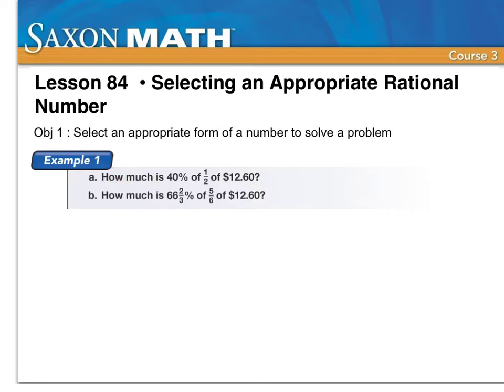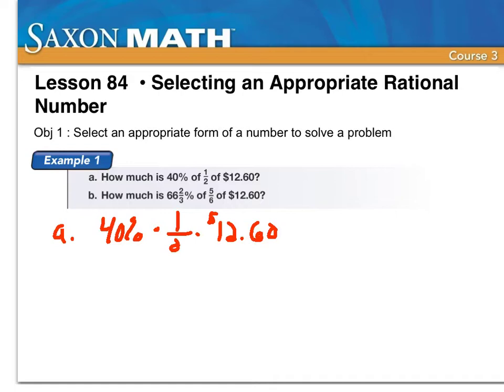Example A, how much is 40% of 1/2 of $12.60? So basically what we want to do is figure out, is it going to be easiest to solve this problem by converting everything to percentages, or by converting everything to decimals, or everything to fractions to multiply all these together? And the reason I know we're going to multiply is because of the word "of" here. Okay? So basically for A, what I want to figure out is 40% times 1/2 times $12.60. Well, percentages are never really easy to multiply together, so we're going to cross that one out automatically.